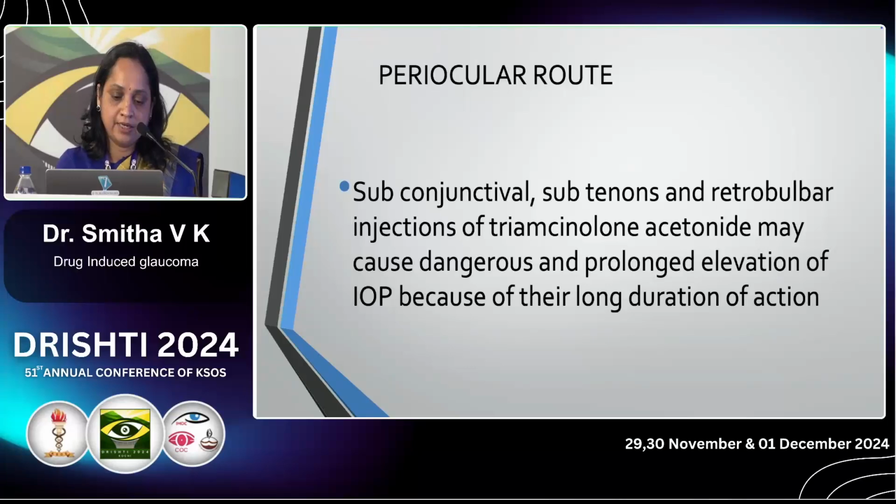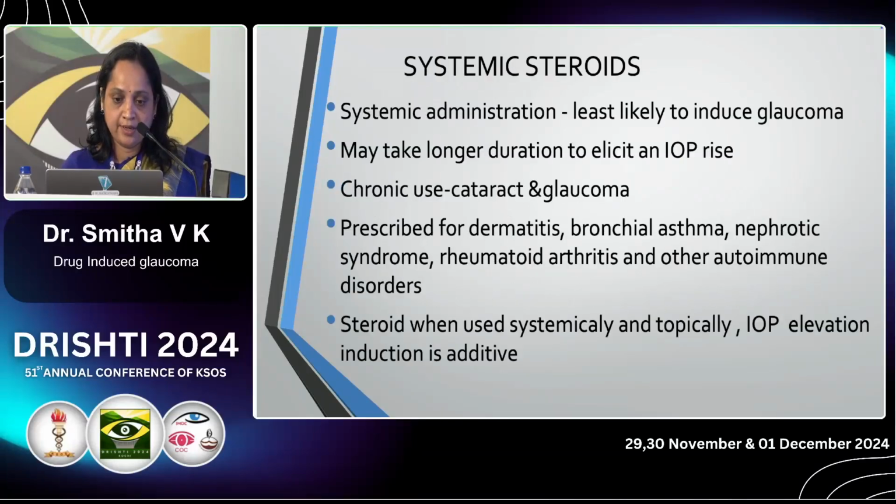The periocular route is more dangerous. It causes prolonged elevation of IOP because of the long duration of action. And systemic steroids are the least likely to induce glaucoma. It may take a longer duration for the IOP to rise. Chronic use of systemic steroids leads to cataract and glaucoma. And when steroids are used both systemically and topically, the IOP elevation is additive.